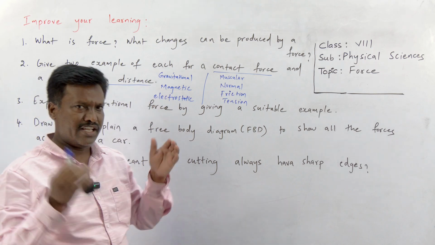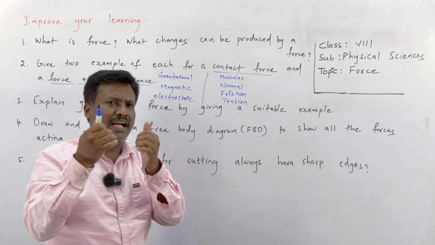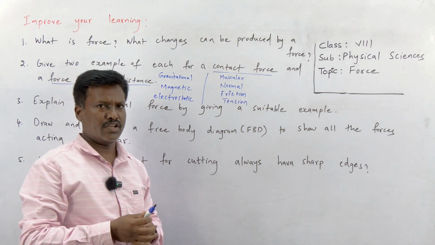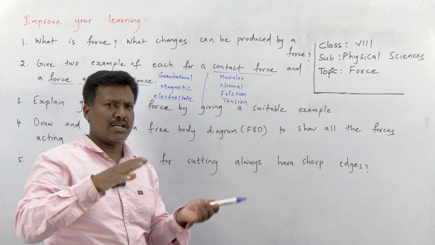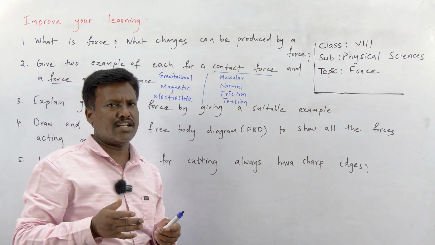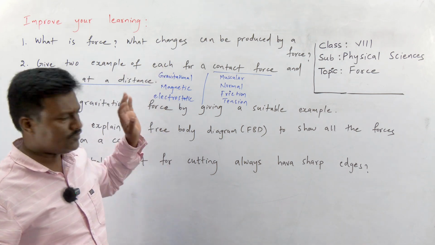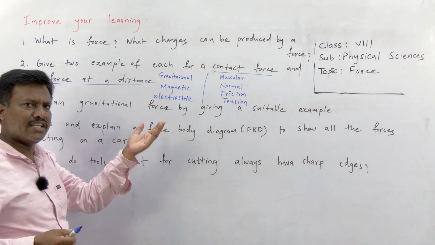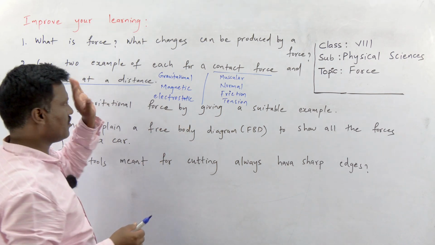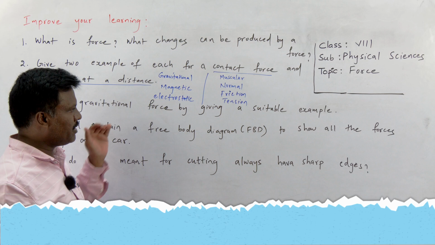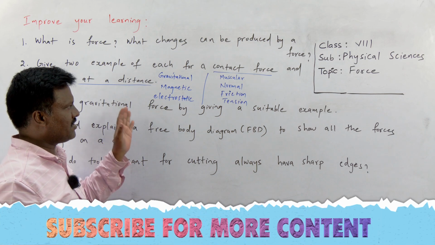Magnets also, even though there is a separation between two magnets or a magnet and a magnetic material, can exert force. Electrostatic force also acts when there is a gap: positive charge attracts negative charge, and like charges repel each other. So these forces exert even though there is no physical contact. That is why they are called forces at a distance. Detailed videos are already uploaded. Part by part, if you go through all those things, you will understand all of this.